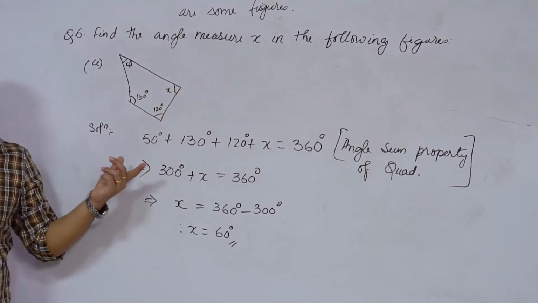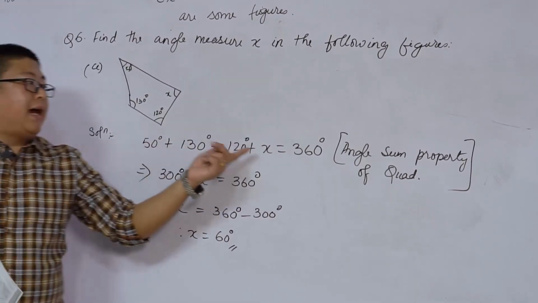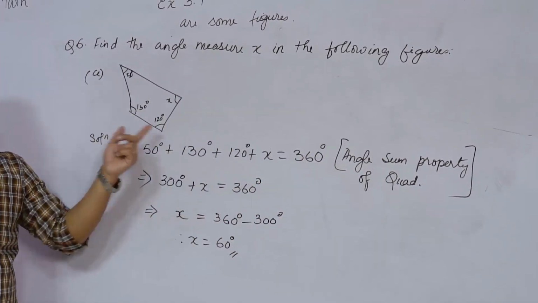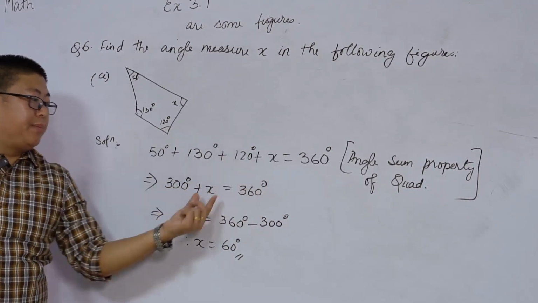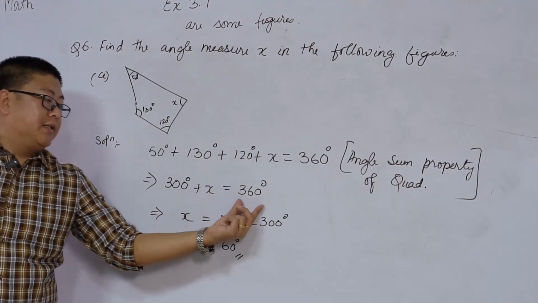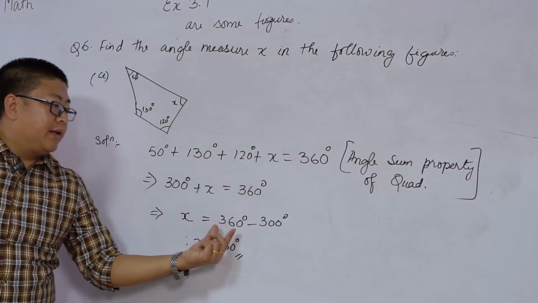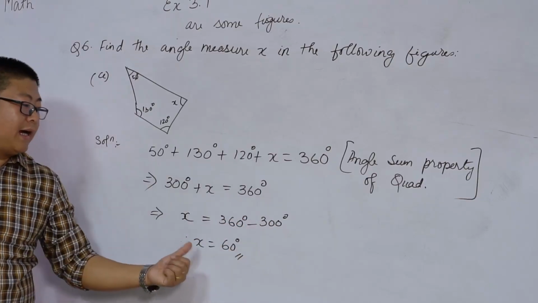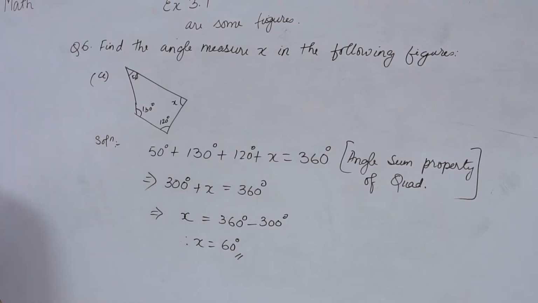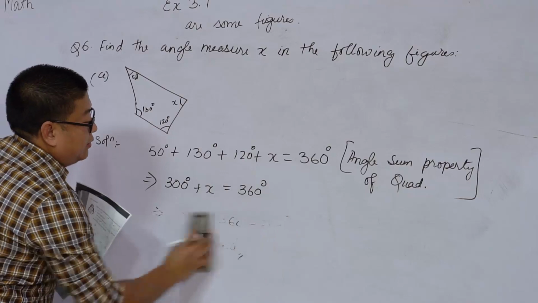I hope it is clear. It is simple angle sum property of a quadrilateral of 4 sides. We add them up, we get 300. X cannot be added, so we keep x as it is. X we take on one side, the numbers we take on the other. We solve, we subtract them, we get x is equal to 60 degrees. Now let's go on to the next question.